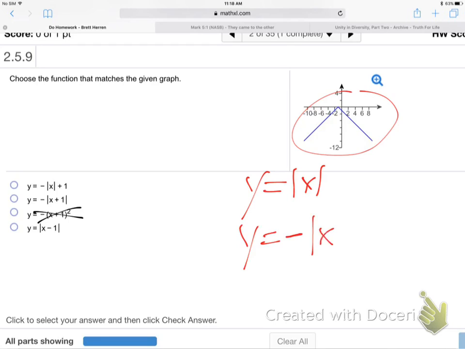In front, like that, right? Because that's a vertical. That's a y effect, an upside down, not a right left. Okay, so which one of these have negatives in the front? Well, that one and that one. So it's one of those two, isn't it?